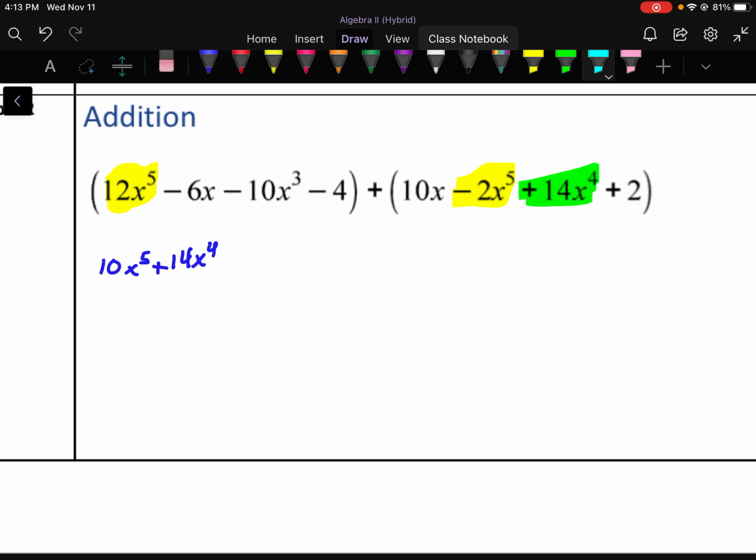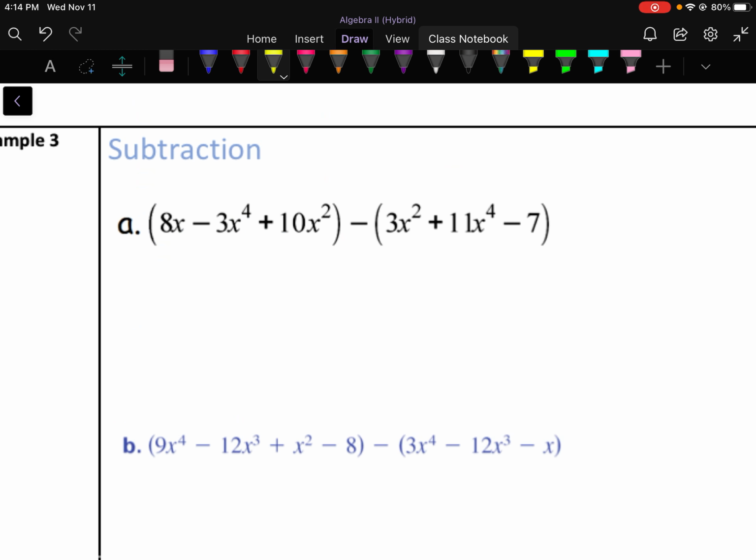Keep working in descending order. I see a negative 10x to the 3rd here plus nothing over here, so minus 10x to the 3rd. I don't see any x squared, so I see a negative 6x plus 10x will be plus 4x. And last but not least, negative 4 plus 2 is negative 2. And if you do it that way, your answer should always be in standard form, but we can check here. So we go 5, 4, 3. There's no x squared, and that's fine. 1, and then technically this is an exponent of 0 here. So we're good to go.